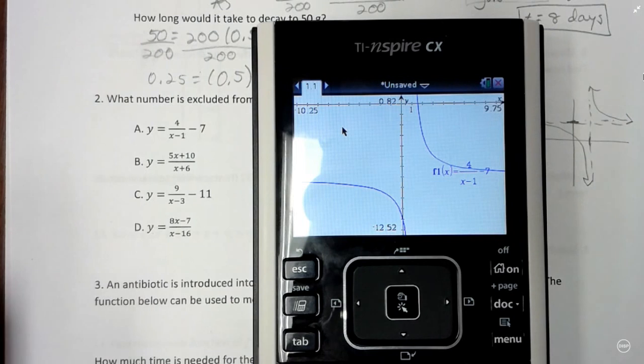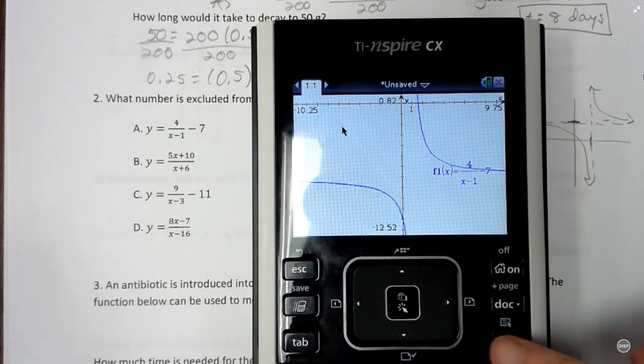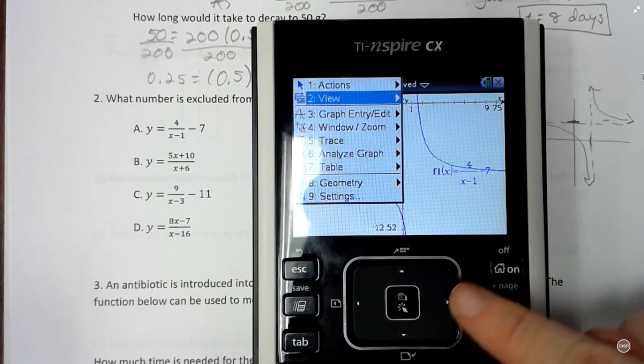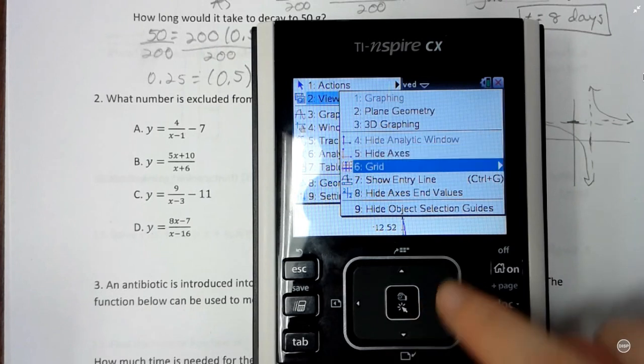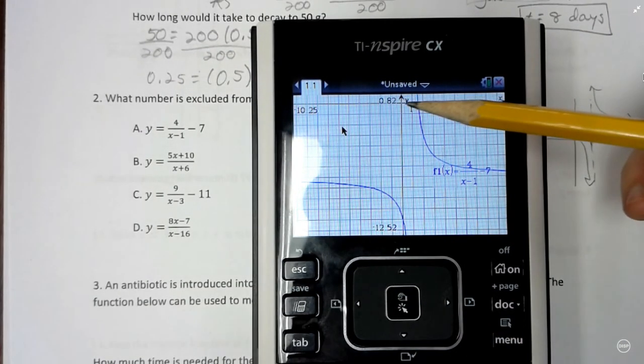Okay, now if you still have your Chromebook and you want to use Desmos, that's better because I just feel like it's easier to see, but a lot of you didn't pay your insurance, so you're going to have to use an Inspire. So I would recommend going to Menu, and then View, and then Grid, and put a line grid on there for yourself so you can see a lot easier where the asymptotes are.